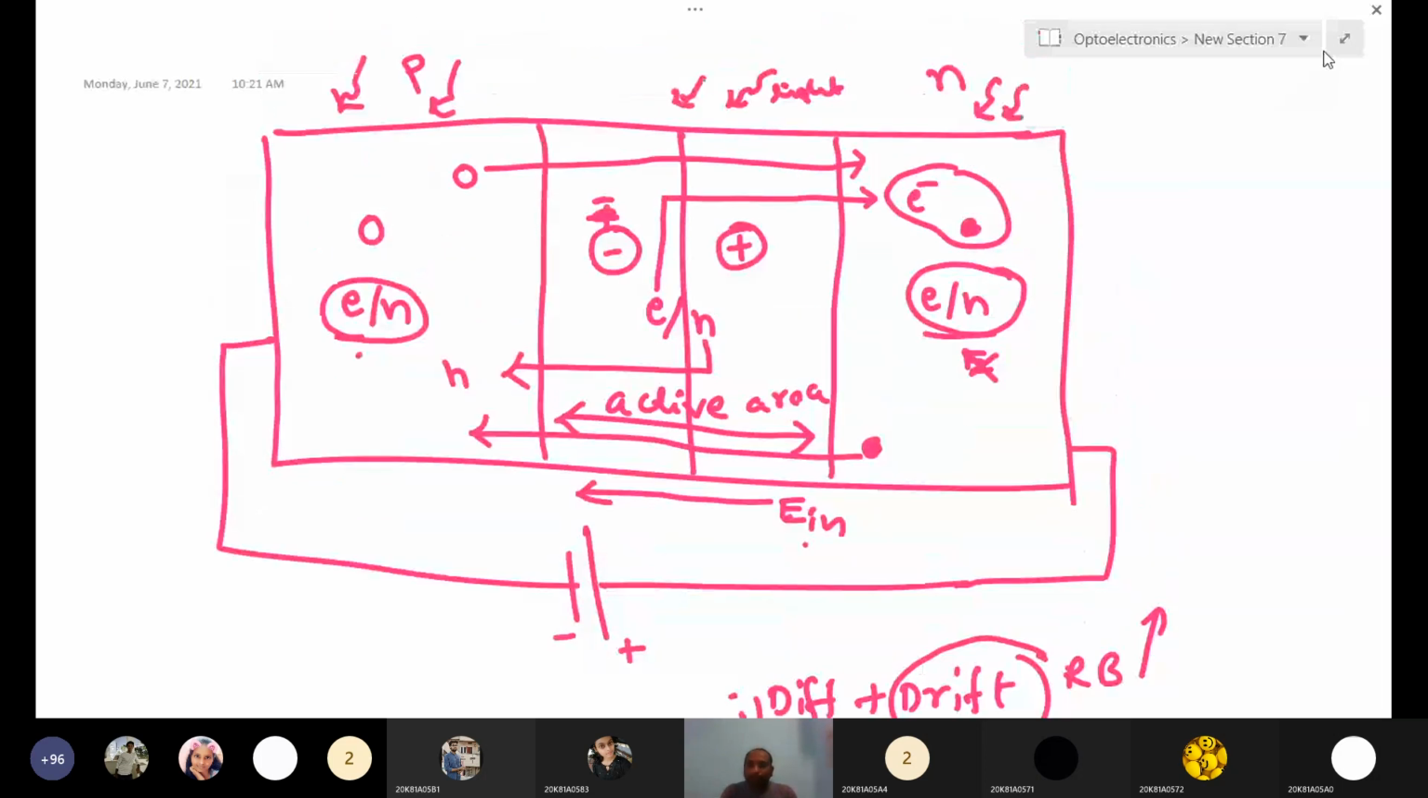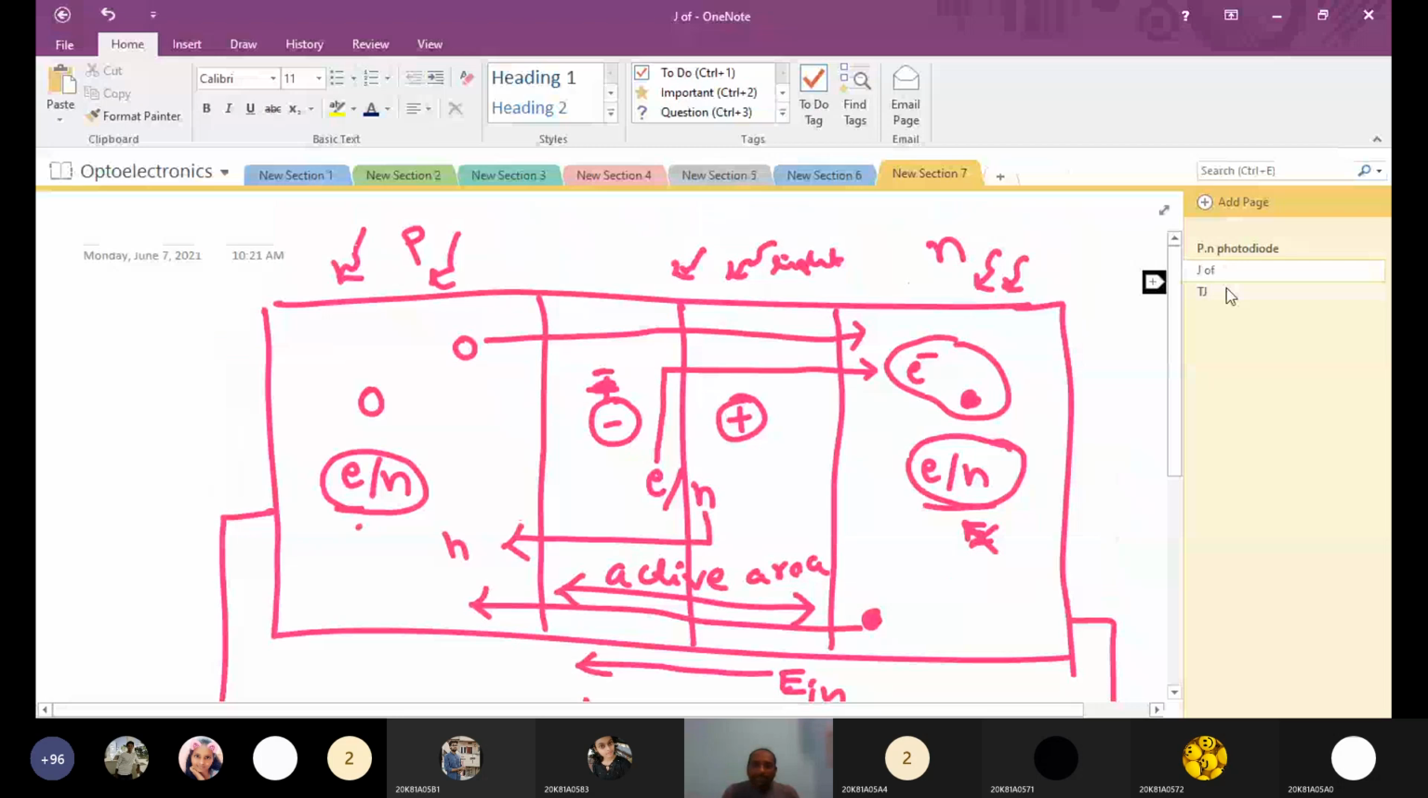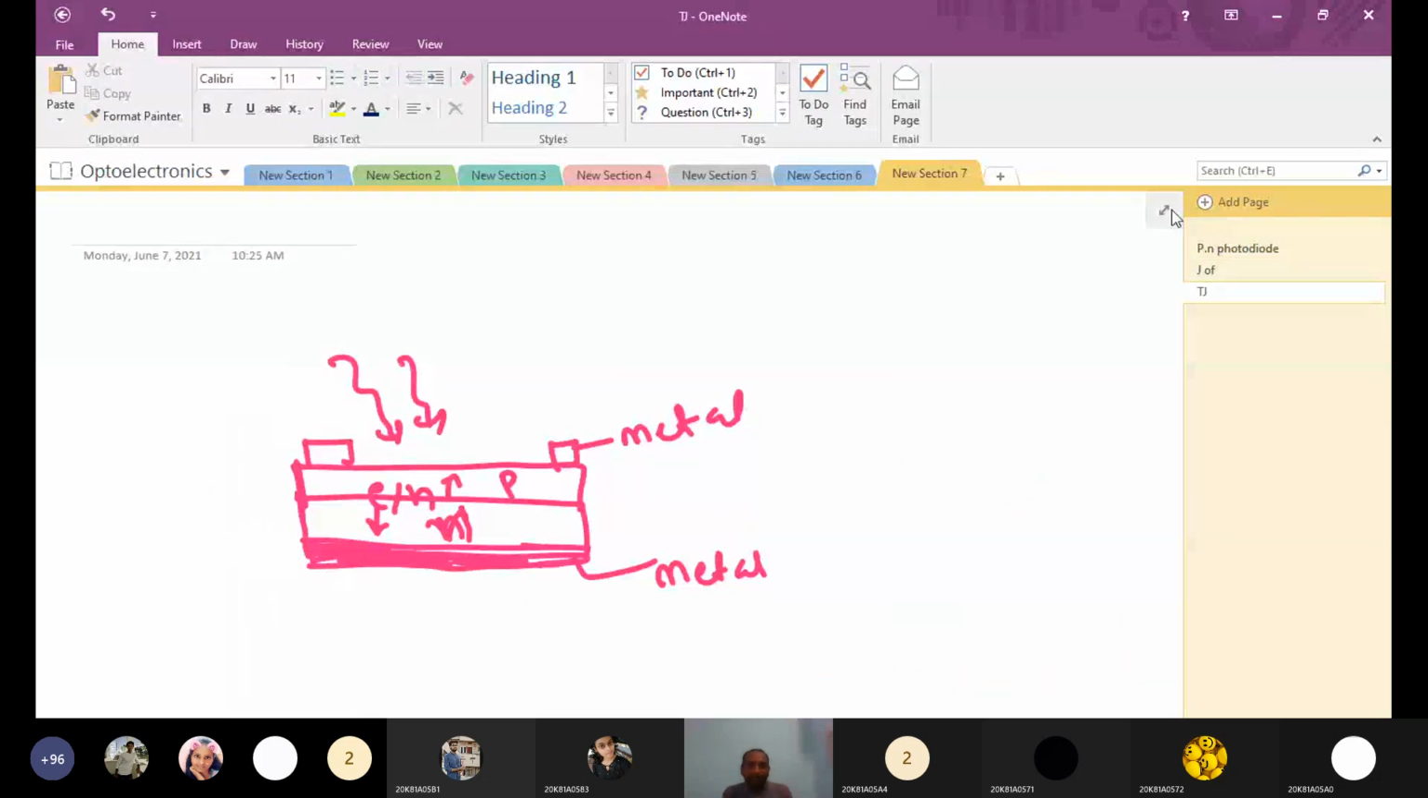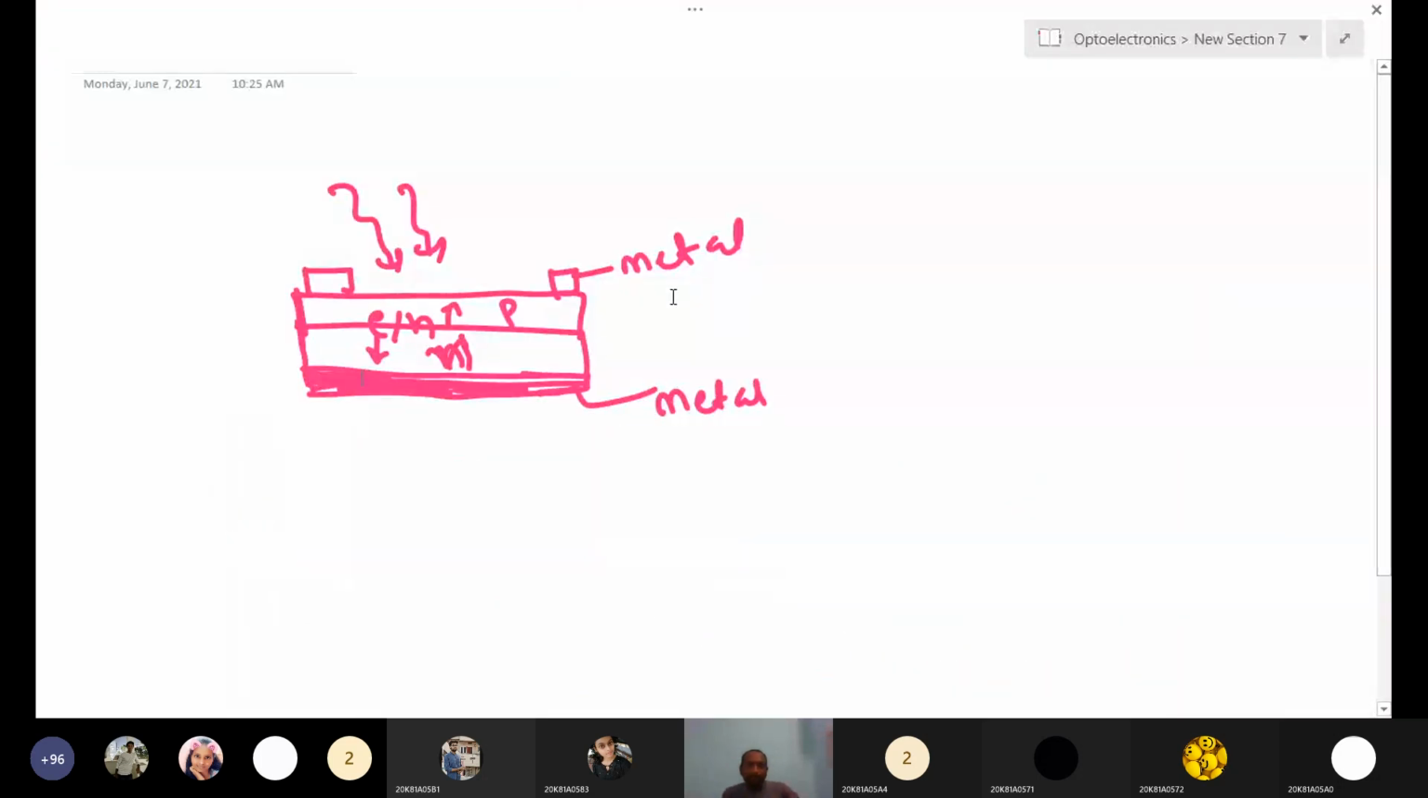So now the construction is the same. First we take an N type substrate or N type layer. After that we deposit a P type layer. After that, on the front and back, we put the metal contacts. Once electron holes are generated, only holes will move towards the P side and only electrons towards the N side. These will be collected by the metal contacts. This is the simple working and simple construction of the photodiode.